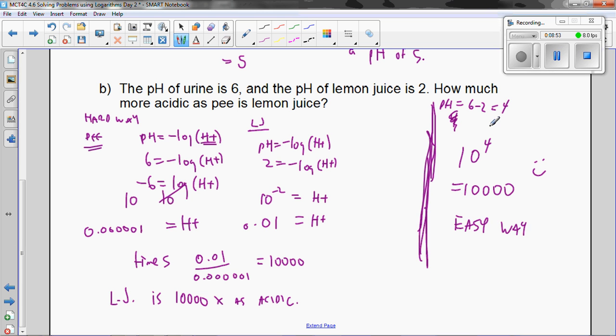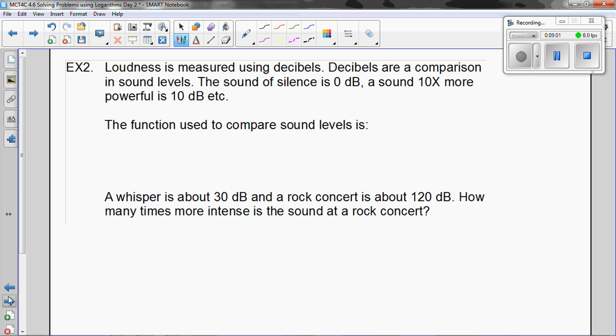Now there are a couple of curveballs on this technique, but we'll see it a couple more times. Loudness. Loudness is measured using decibels. Decibels are a comparison of sound levels. The Sound of Silence is a great Simon and Garfunkel song, by the way. The Sound of Silence. But it's 0 decibels, and a sound 10 times more powerful is 10 decibels.